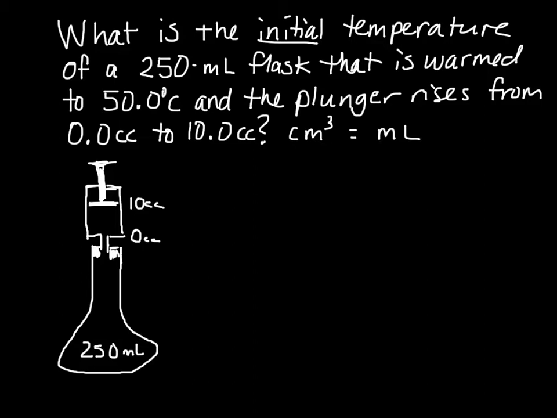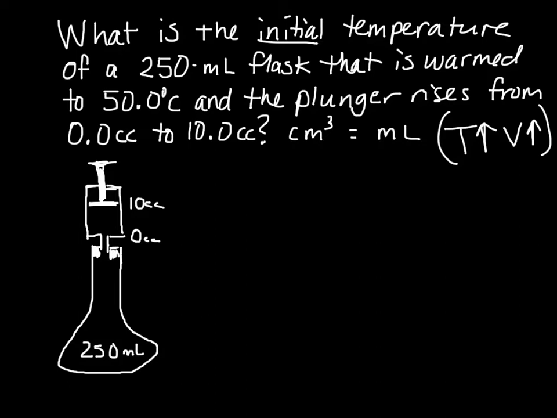So now we can decide what's happening. So we have a flask that is warmed. So what does that mean? Temperature went up. We already know what happened to the volume. 250 milliliter, the plunger rises, so the volume went up. So that's kind of what we know. I'm going to put that in parentheses, and you'll see why momentarily.